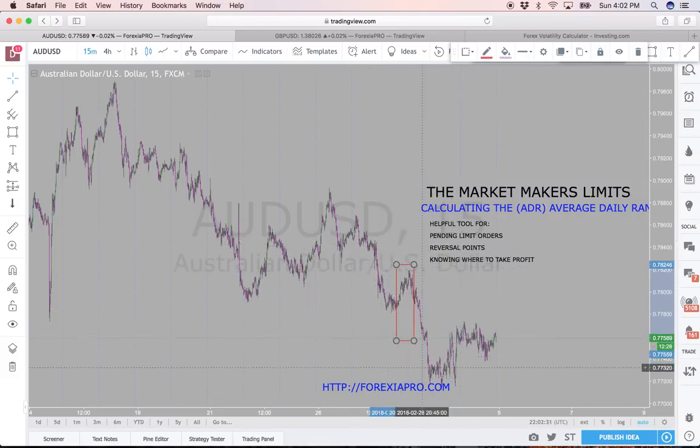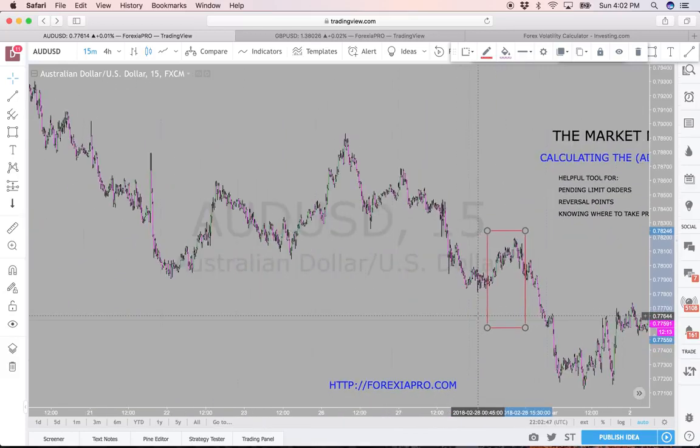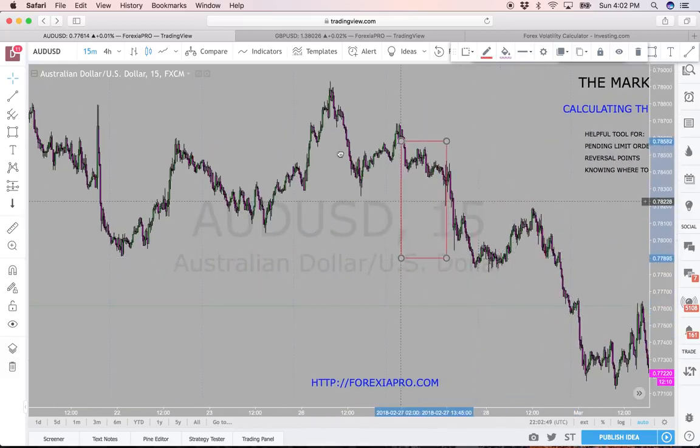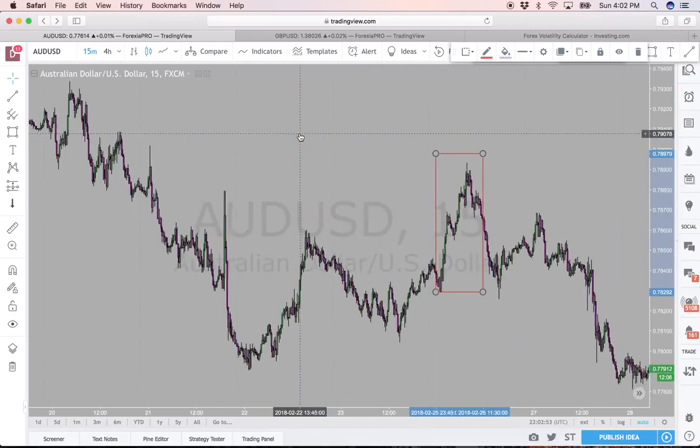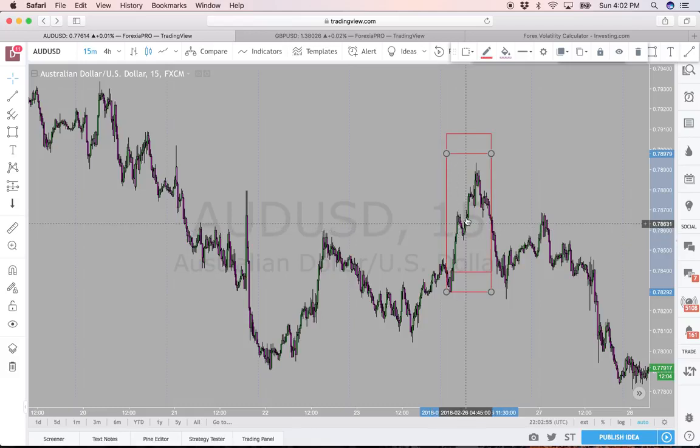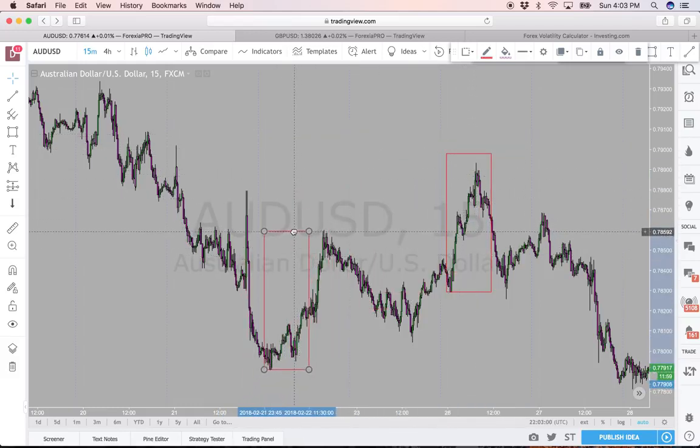This will be my calculator, my range, the range that the market can go before expecting a reversal. So let's test this out. Like we said, not every time it's going to work, but here it was pretty close. Here we can see almost perfect.